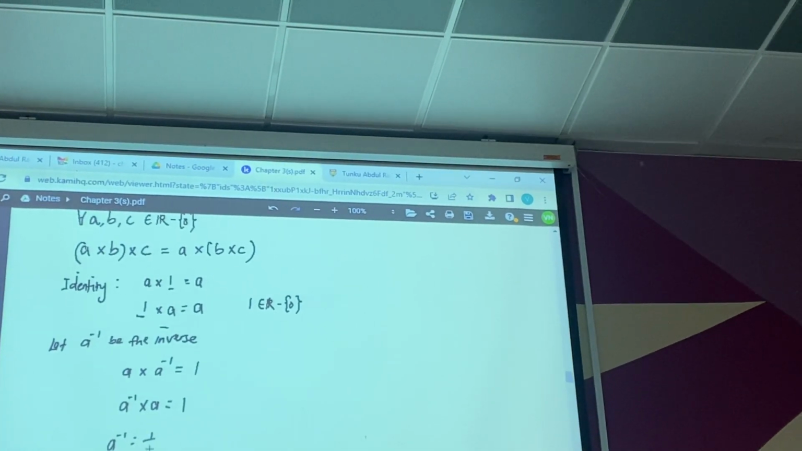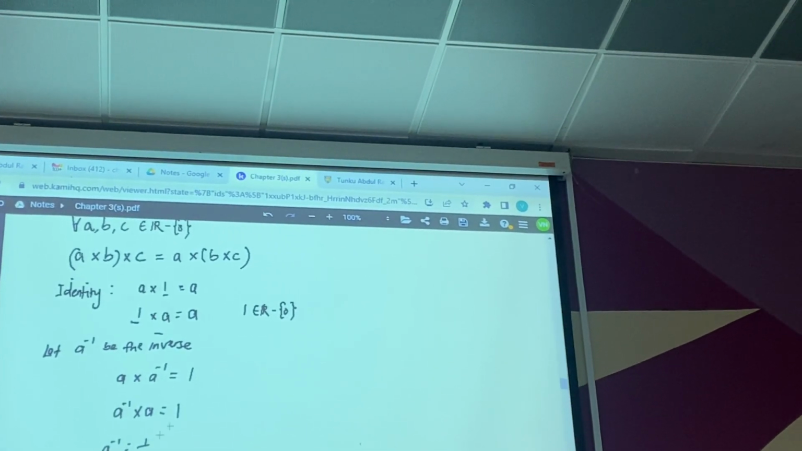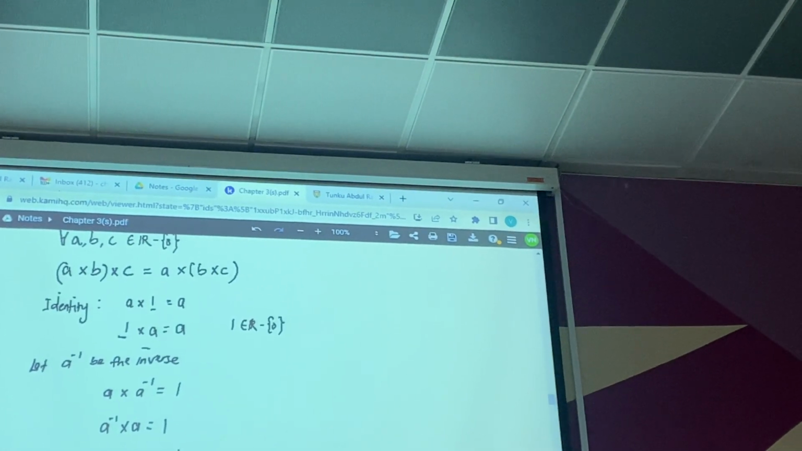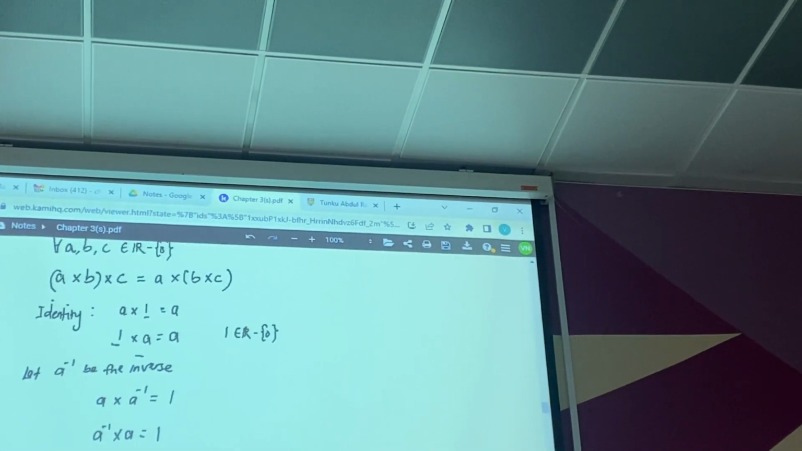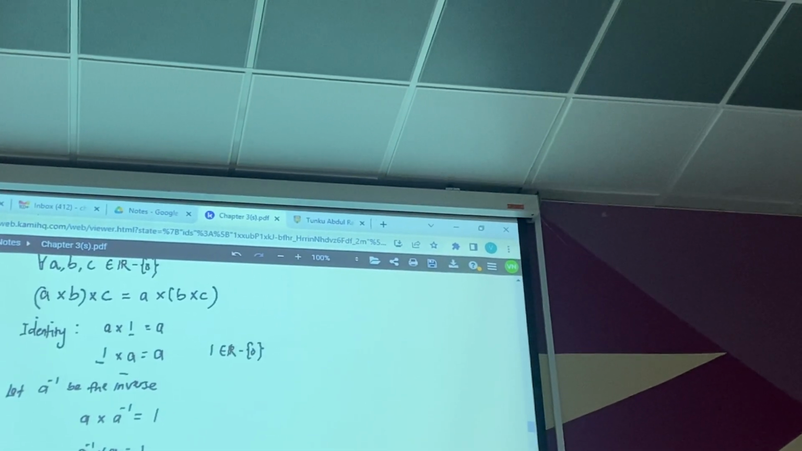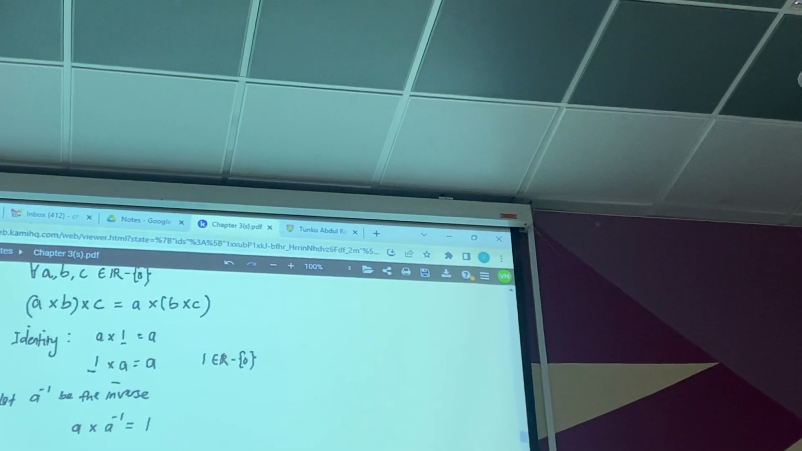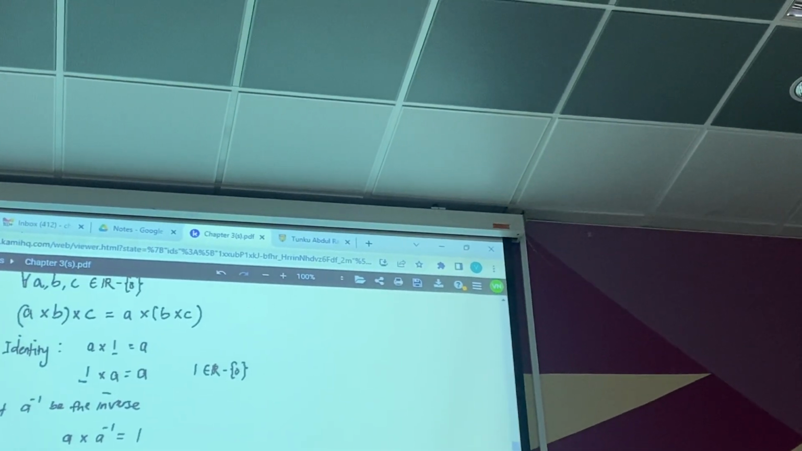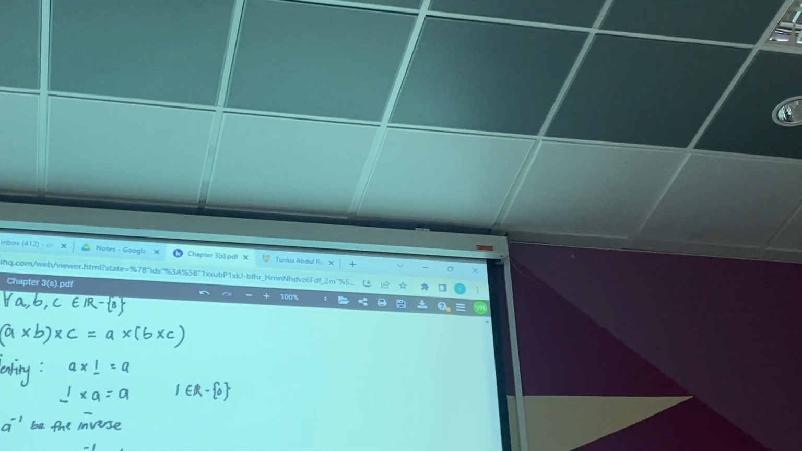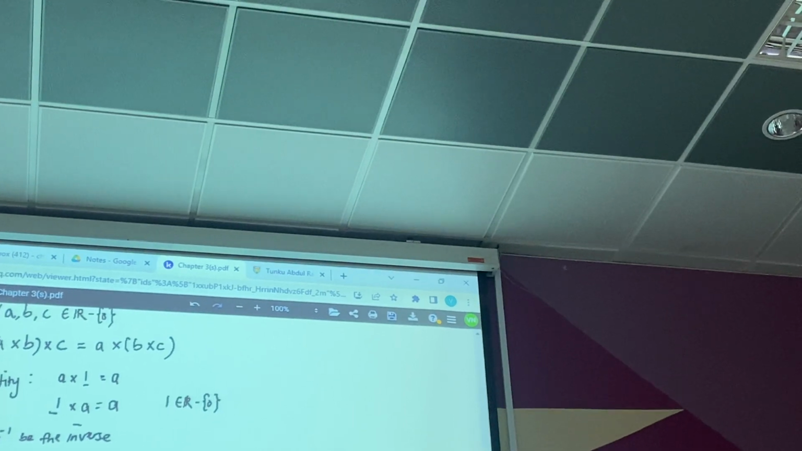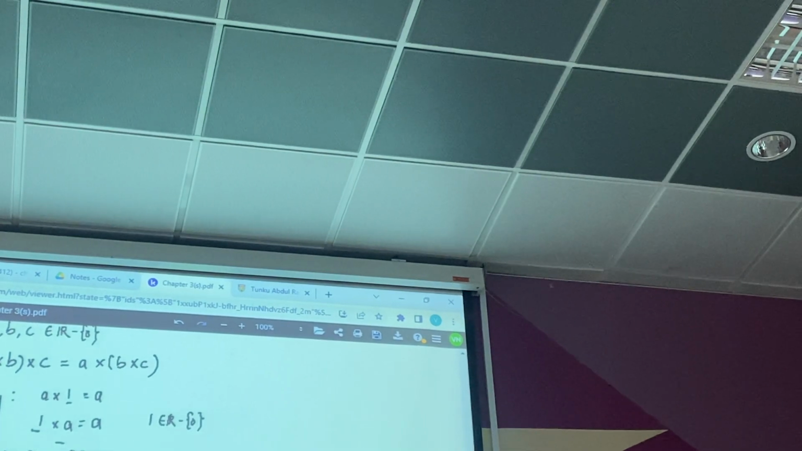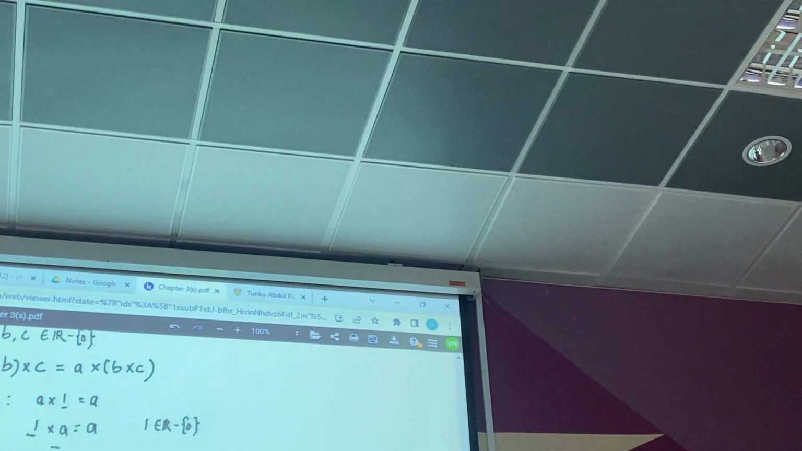Okay. Does this 1 over A belong to the set here? Yes. 1 over A belongs to the real numbers except 0. If we include 0, then how? If the set given is all the real numbers, can you find the inverse? No. Cannot, right?